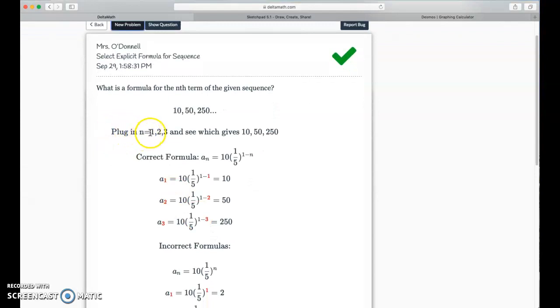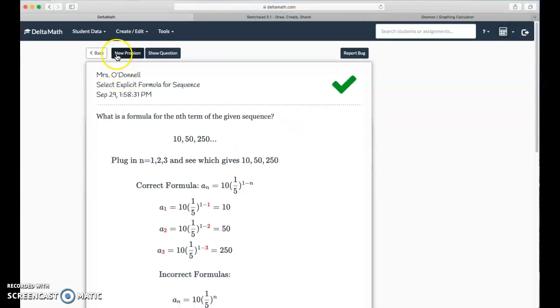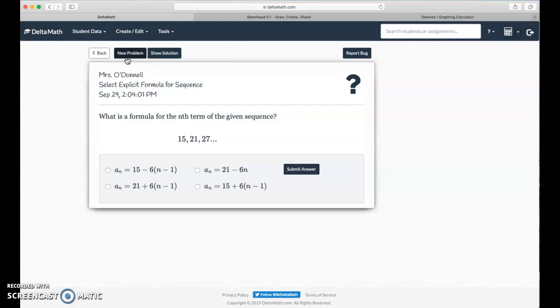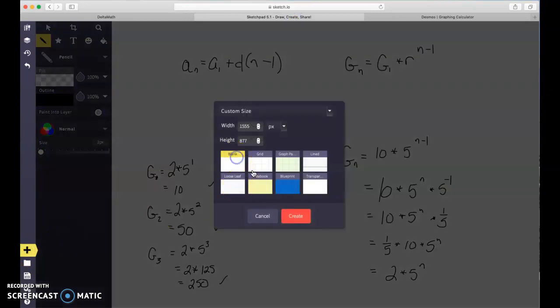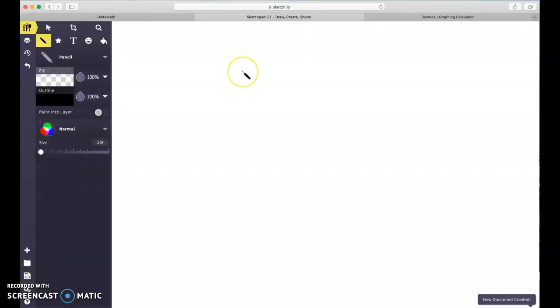And they're saying just plug in n equals 1, 2, and 3 and see which ones give you 10, 50, and 250. That's Delta Math's suggestion. Let's try a new problem. 15, 21, 27. This looks like arithmetic. So right, we want to remember our explicit arithmetic formula is a sub n equals a sub 1 plus d, for our common difference, times n minus 1.